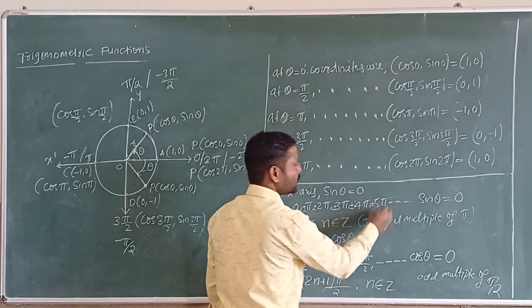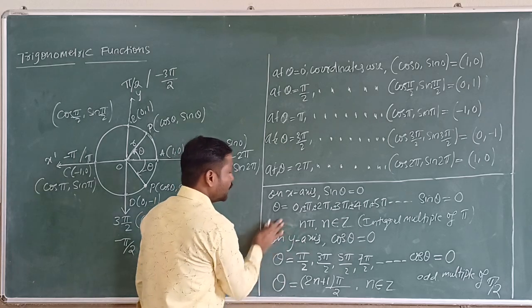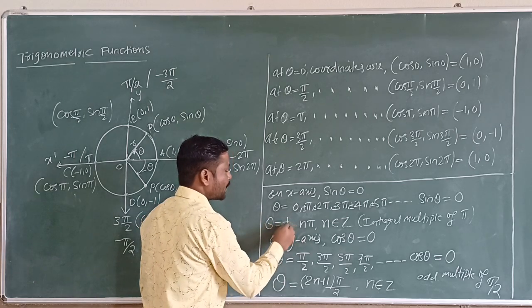Plus or minus 4 pi, plus or minus 5 pi and so on. Here theta is equal to what? That is plus or minus n pi.